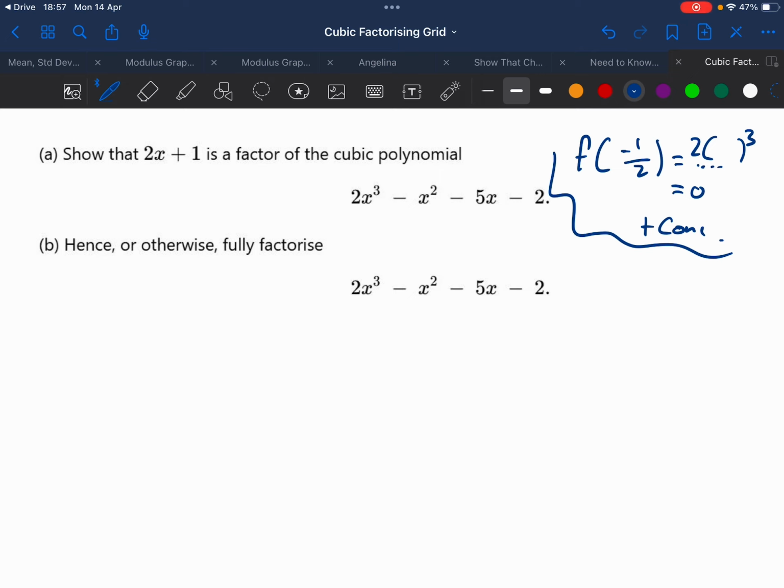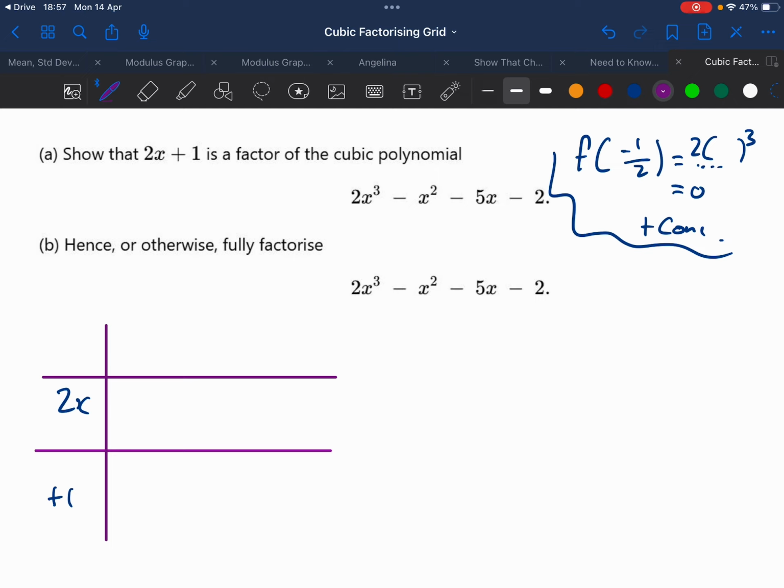So we know that 2x plus 1 is one of our factors, okay? And the challenge is, can we fully factorize? Can we work out what the other part will be? Well, now that we've done our grid, let's have a go. So what will this bit be here? Well, this will be a quadratic, because a linear times a quadratic is going to give you a cubic.